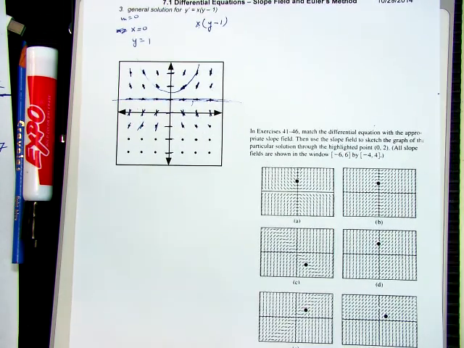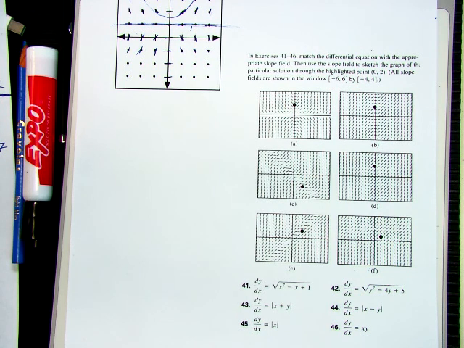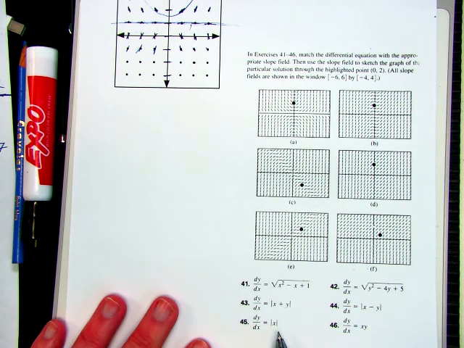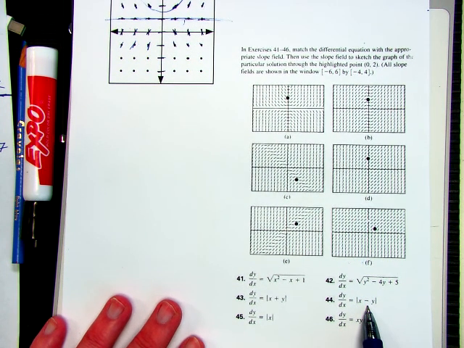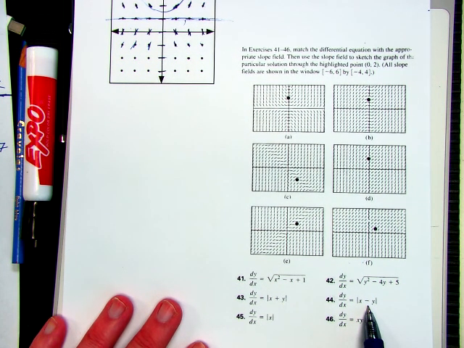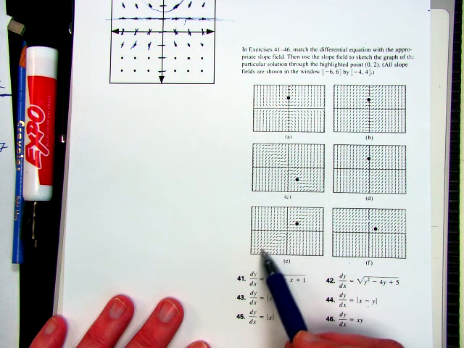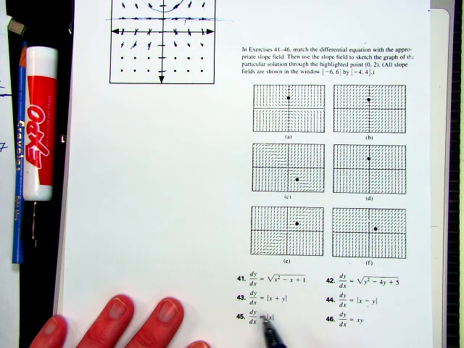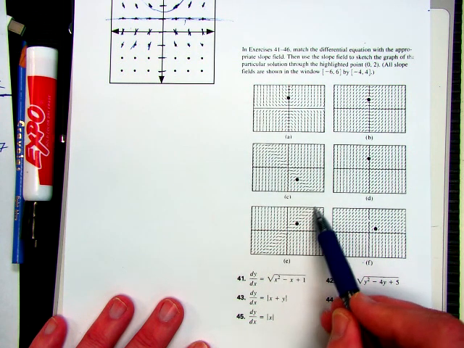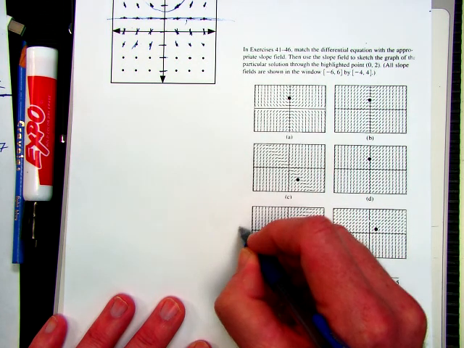I do want to do some matching of these. We're always going to look for slopes of 0. If we look at this one, where are the slopes 0? Well, that's when x equals y. Whenever x equals y, I get a slope of 0, and the slope is always positive. There's no other one with a slope equal to 0 on it. So this one, 44, is this one.